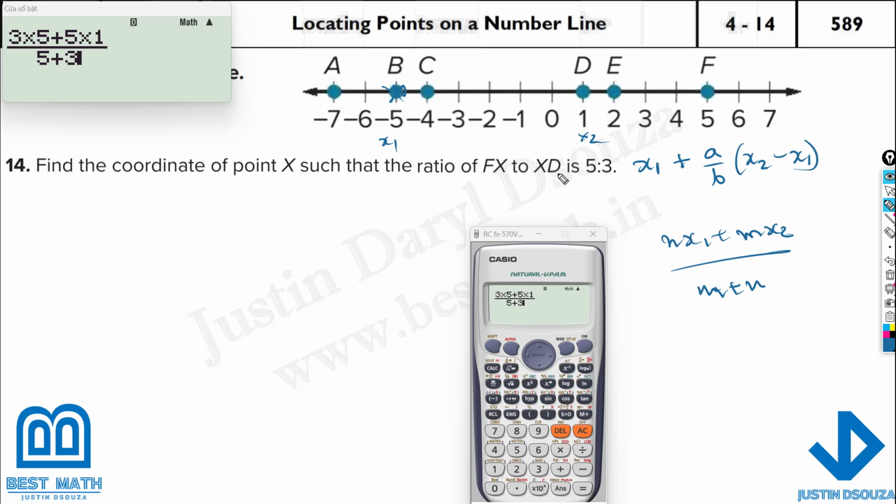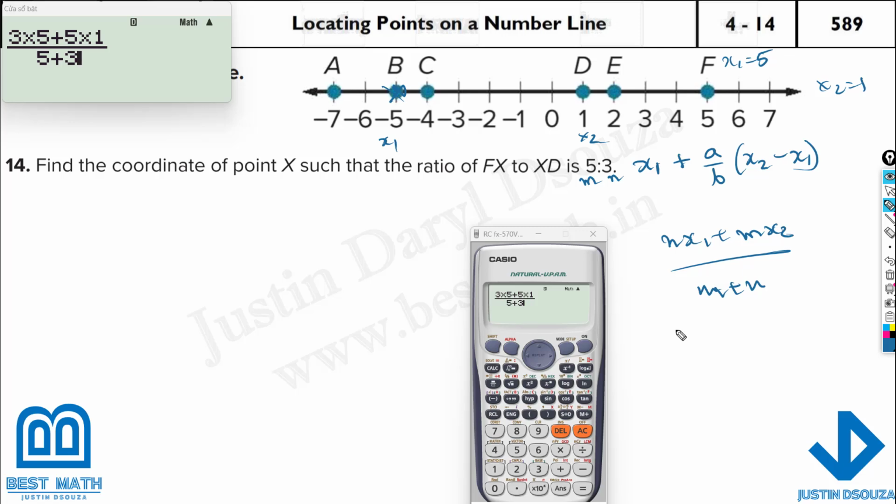So you need to write it properly and then put in the calculator in your exams. Don't just directly do it. See, m, n. What is the first point? F is the first point. x1 is equal to 5. What is x2? D. Where is D? x2 is equal to 1.